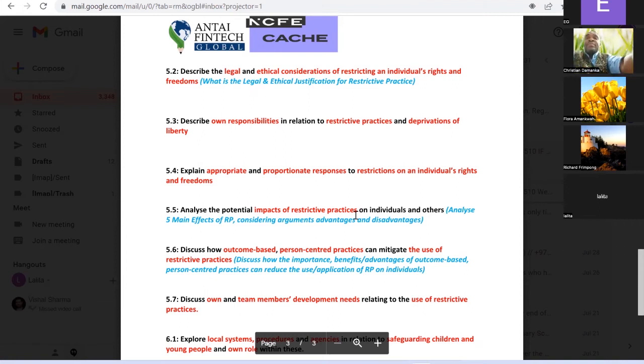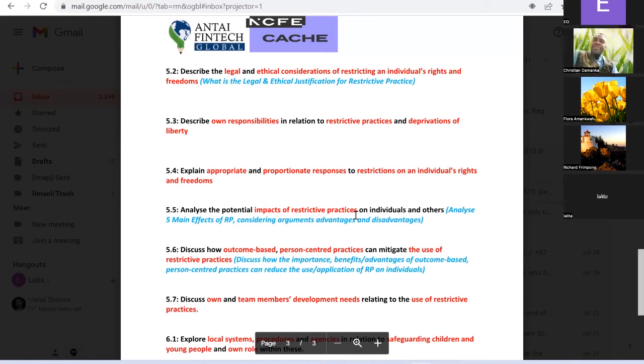5.3, describe your own responsibilities in relation to restrictive practice and deprivation of liberty. This question is linked to 5.2, but this one is saying, what are you supposed to do? What are your roles? What are your responsibilities in relation to this? So you talk about how you follow the law, how you follow the workplace policy and the procedure when there is the need for restrictive practice or deprivation of an individual's liberty or rights.